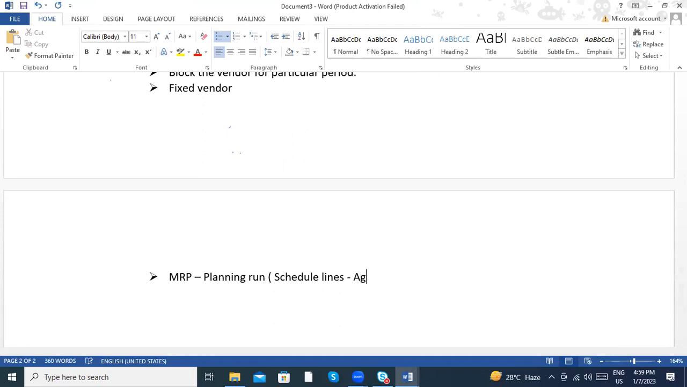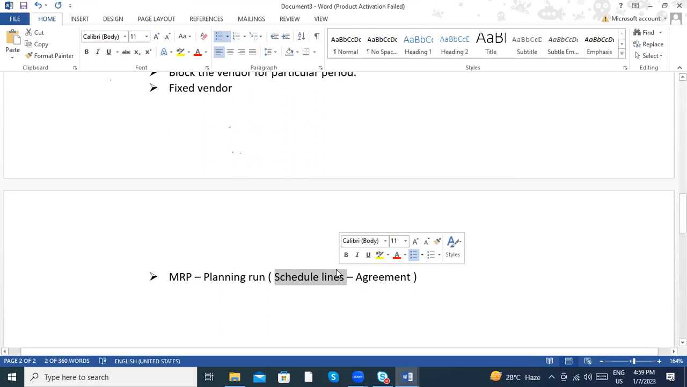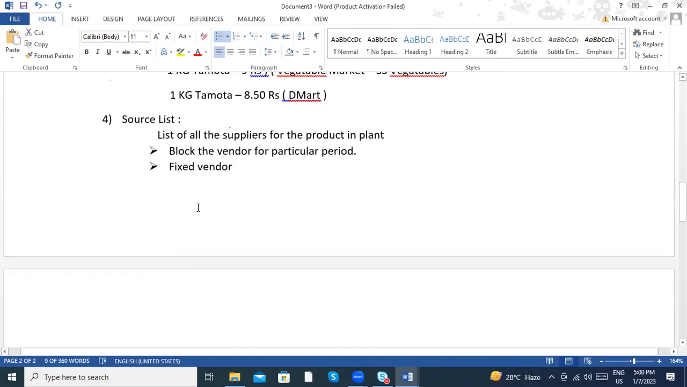You can say long-term agreements. In the long-term agreements, we already defined the predefined schedules. That means tomorrow I need 10 quantity, the day after tomorrow I need 10 quantity, one week after I need 10 quantity. So there will be an agreement. For this agreement, if your system needs to automatically send the proposals to the vendor based on MRP, whether it should consider this agreement or not will be mentioned in the source list.